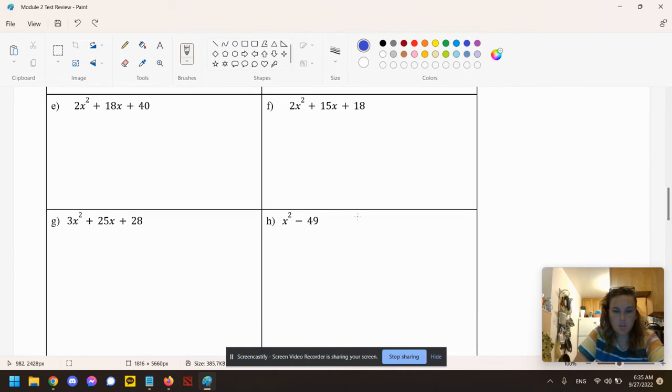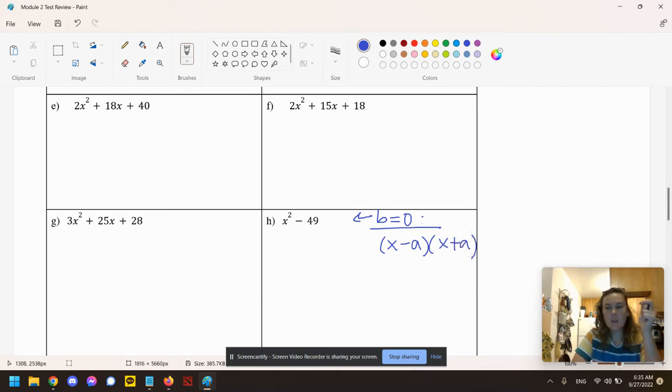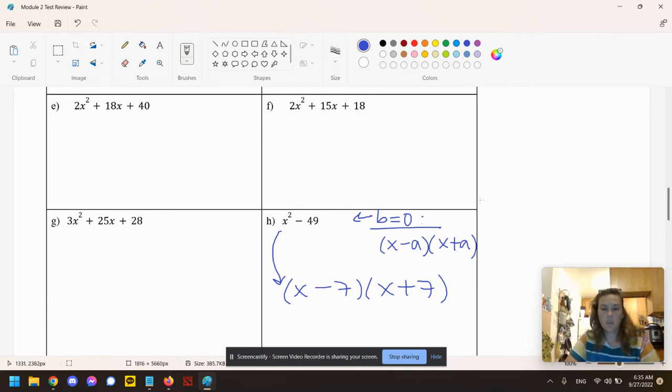The other wacky one is when there's no number in the middle, when the b is equal to 0, and there's no x term. This one in our notes, we said it always looks like this, where it's the same number twice, one is positive and one is negative. And when we multiply these a's together, we'll get 49. So when I look at this, I immediately think this should be x minus 7, x plus 7. When we multiply this out, we get x squared plus 7x minus 7x minus 49. And the plus 7x and the minus 7x cancel each other out.